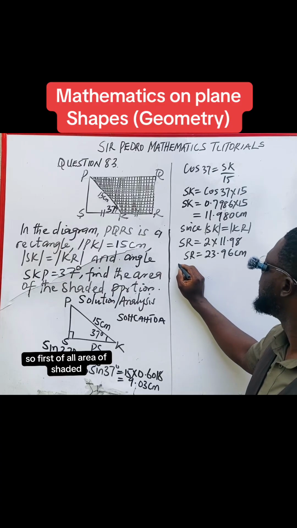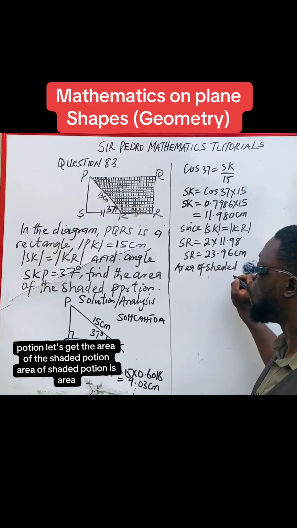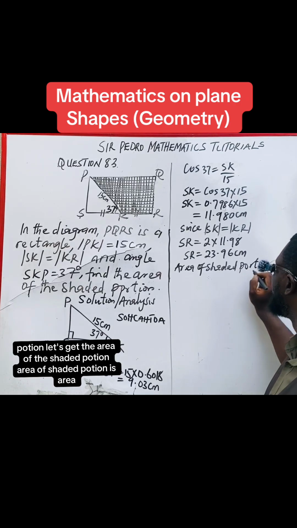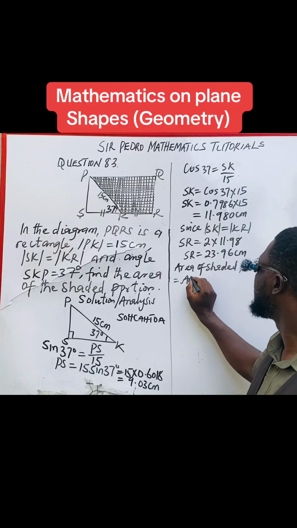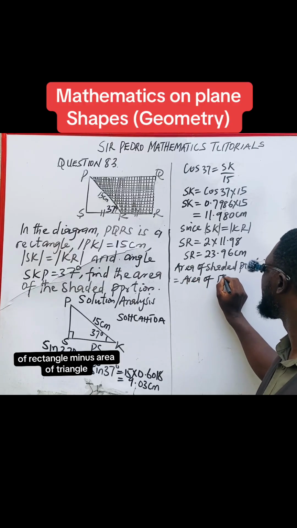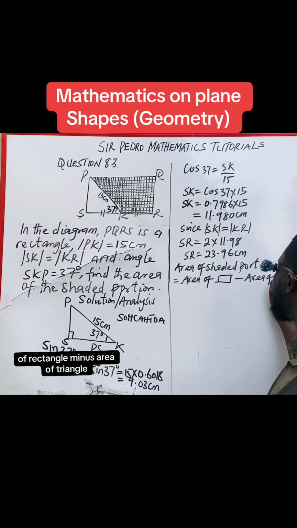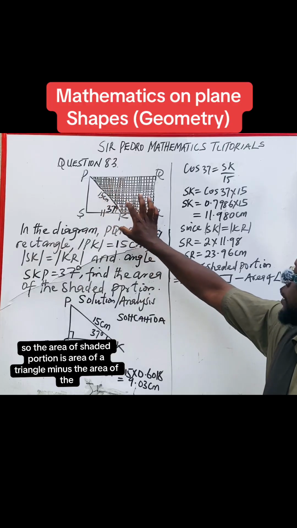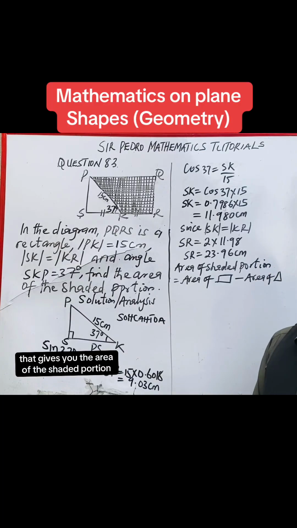First of all, let's get the area of the shaded portion. Area of shaded portion is area of rectangle minus area of triangle. So the area of the shaded portion is the area of the full shape, the rectangle, minus this triangle out of it. That gives you the area of the shaded portion.